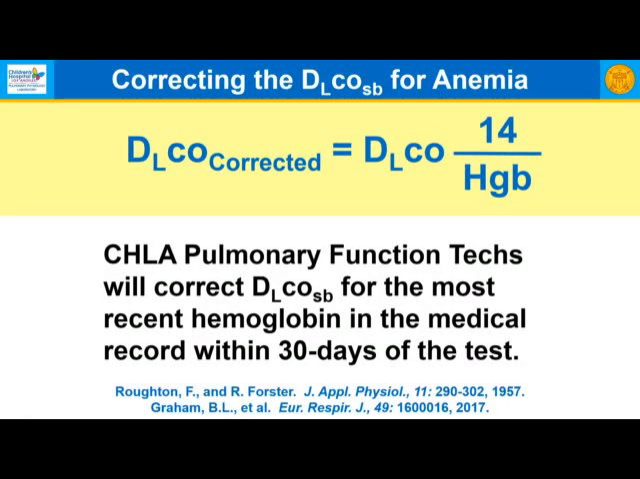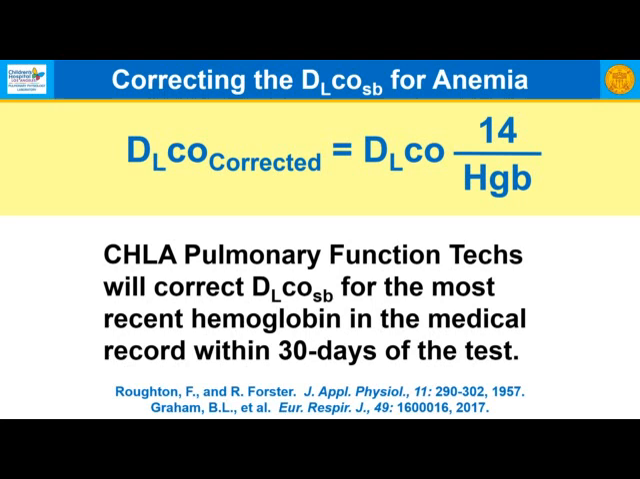The pulmonary function technicians at Children's Hospital Los Angeles will correct the diffusing capacity for the most recent hemoglobin in the medical record within 30 days of the test. Beyond that, the hemoglobin may not reflect the clinical situation of the patient when the test is done, and we simply report uncorrected hemoglobin. Now, why is this important?